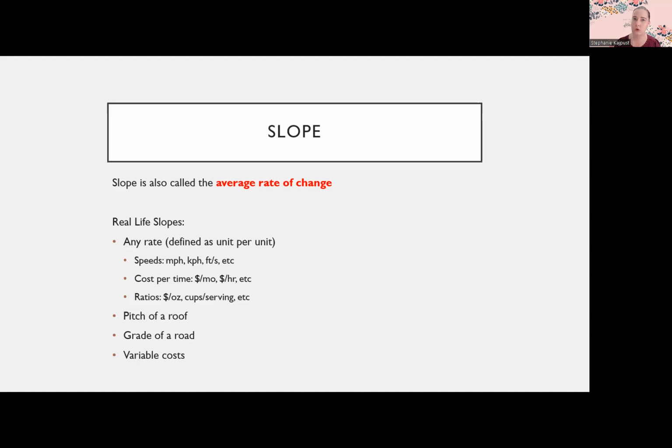We usually don't use the word slope unless we are putting it in context of an equation or a graph. So if we're not writing an equation for it or graphing it, you'll usually see things like average rate of change. It's when we start putting it into more algebraic terms that we use the term slope.